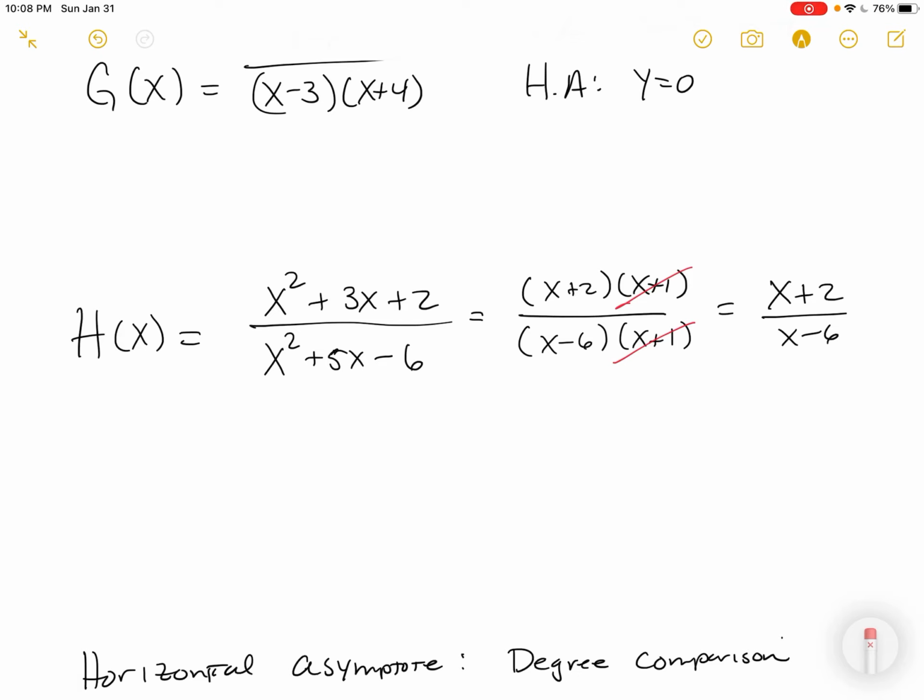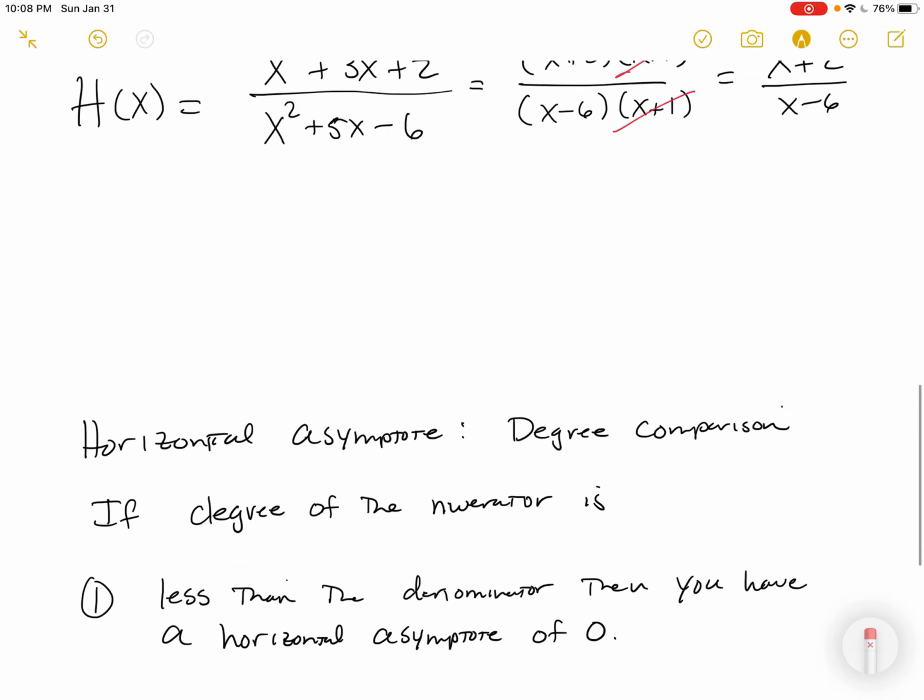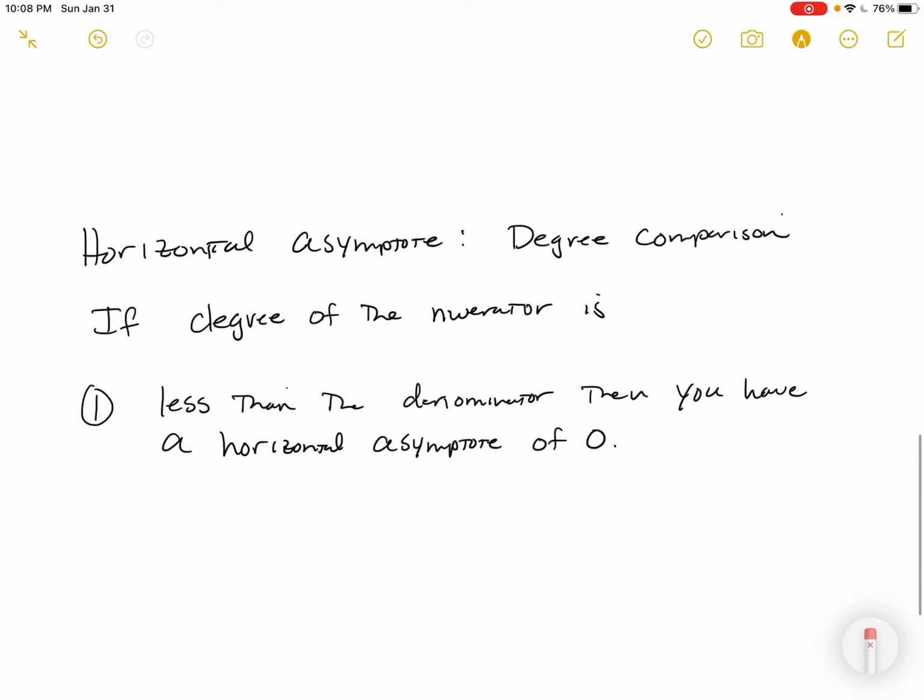Even here, when we did the simplification, x plus 2 over x minus 6. The degree of the numerator is 1. The degree of the denominator is 1. The degree of the numerator is not less than there. So the horizontal asymptote is not 0. But let's talk about that case.